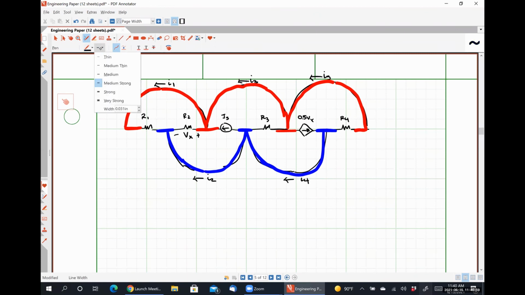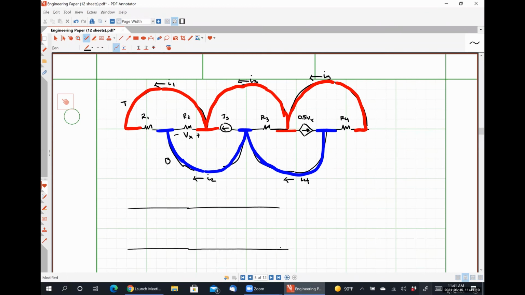So I'm going to call the red node my top node and the blue node my bottom node and just redraw this thing in a way that looks less terrible. Okay. So here's my top. Here's my bottom. Between my top node and my bottom node, I have some resistor R1. Between my top node and my bottom node, I have some resistor R2. And I can see that the positive polarity terminal of that voltage Vx is associated with the top node. So I have plus Vx minus. Between my top node and my bottom node, I have my current source, and the current is flowing from the bottom to the top. So that's why my arrow should be in this direction.